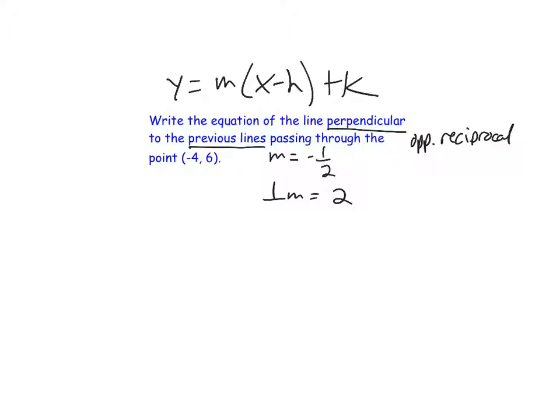So now when we write our equation, we're going to get y equals the perpendicular line slope, 2, times x subtract the x value of the point, which is our h value, which is -4, so it's going to be x plus 4 plus 6. So be careful when you see perpendicular, you got to think slopes are opposite reciprocals.